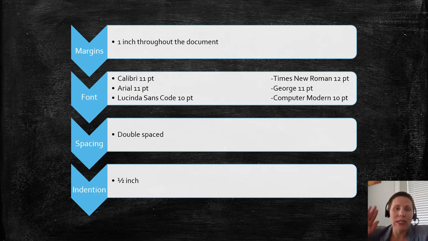Your spacing should be double spaced. There is one exception, and that's with the title page. Between the title and your name, there is going to be an additional double space. And then finally, each new paragraph should have a half inch indention on top of the 1-inch margins throughout your entire document.